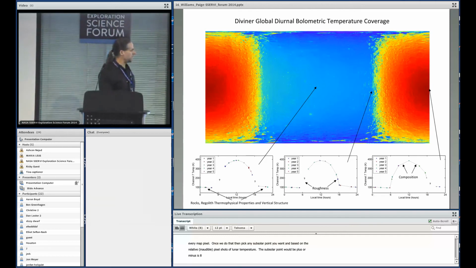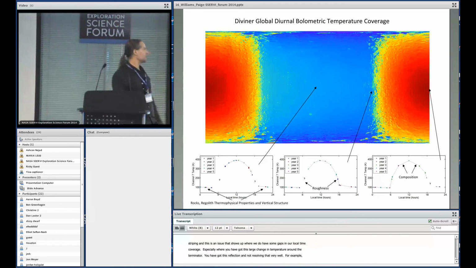And so here's some examples. Each map pixel has a temperature curve associated with it. You can see, especially around the dawn terminator, it's a very complex signal. There are also some artifacts that show up, some vertical striping, and this is an issue that shows up where we do have some gaps in our local time coverage, especially where you've got this large change in temperature around the terminator. You've got this inflection, and if you're not resolving that very well, for example over here, you're not going to have a very good interpolation there.